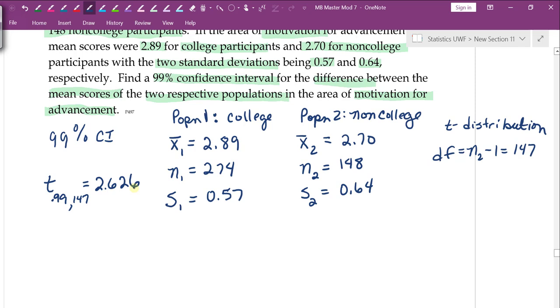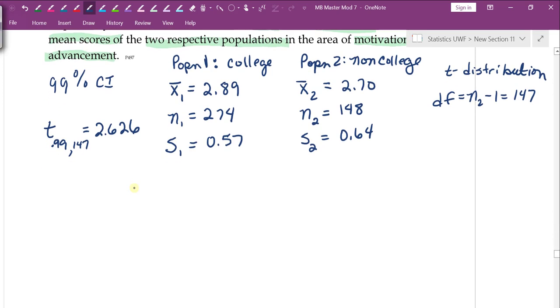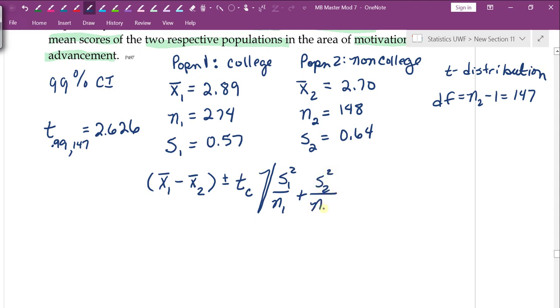Okay, so now to calculate our confidence interval, it's going to simply be our point estimate, which is x bar 1 minus x bar 2, plus and minus t sub c, our critical value, multiplied by the square root of our variance for population 1 divided by our sample size for population 1, added to our variance for population 2 divided by our sample size for population 2.